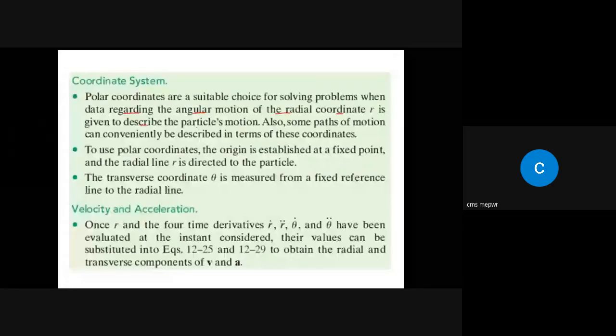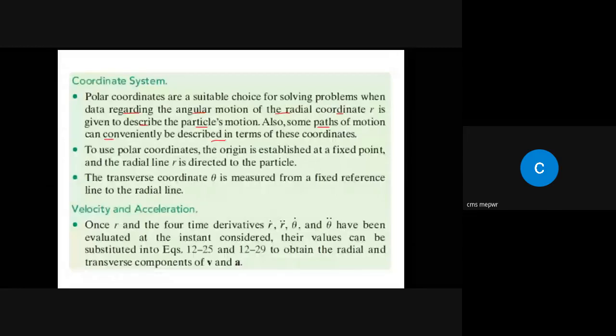Also, some paths of motion can conveniently be described in terms of these coordinates, as I gave you the example of your CAT course, the diagram that we used to make in CAT. That was just modeling, just drawing, but we also face a similar situation while doing kinematic analysis or kinetic analysis sometimes.